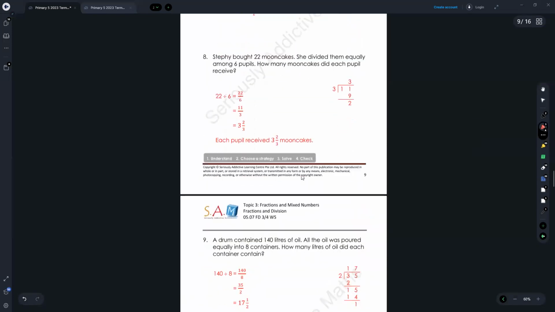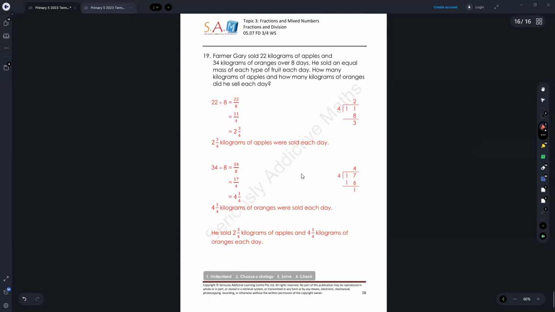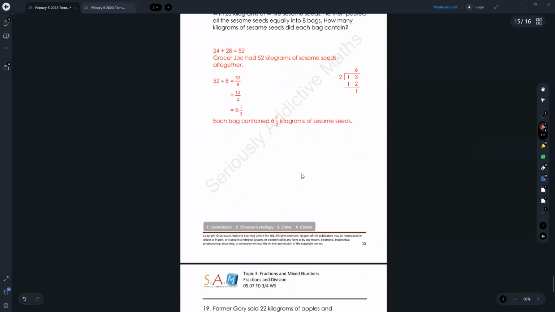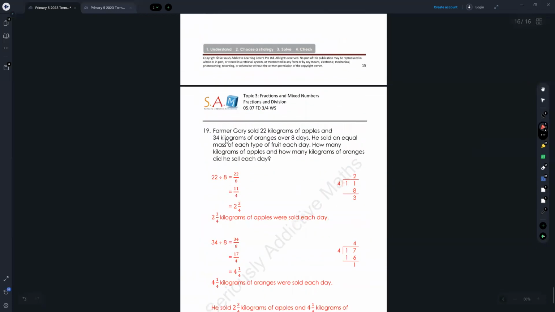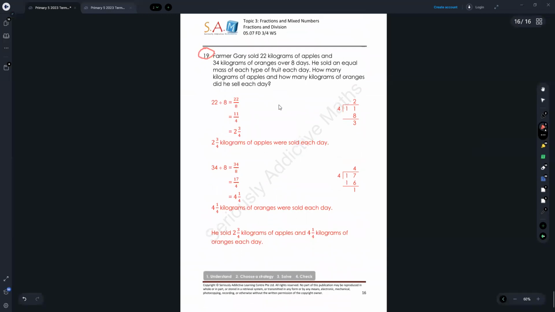A lot of these questions are repetitive, so I don't think we would want to do all these questions, but perhaps go to the last one, where it is a multi-step question. So you can actually go through with them. Farmer Gary sold 22 kilograms of apples and 34 kilograms of oranges over 8 days. He sold an equal mass of each type of fruit each day. How many kilograms of apples and how many kilograms of oranges did he sell each day?